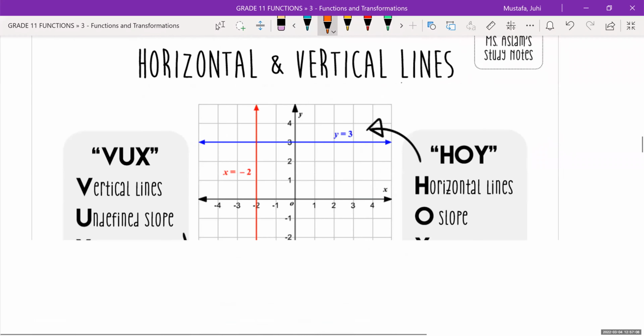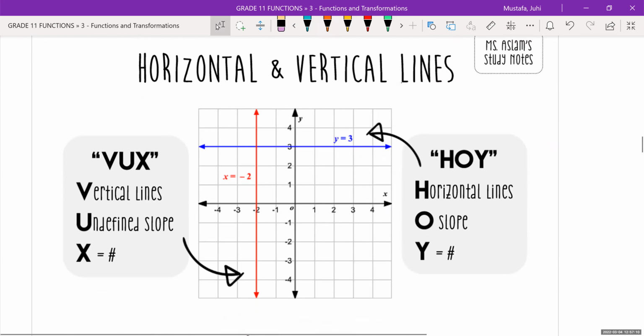Okay, horizontal, vertical lines. So I use these 2 little acronyms, I guess, to talk about horizontal and vertical lines. A horizontal line goes like this. And the way you figure out the equation is you look at what axis it's going through and what number it's going through. So this blue line right here, it's going through the y-axis at the number 3. And so the equation of it would be y is equal to 3. For the vertical line, again, it's going through the x-axis and it's going through it at negative 2. So the formula would just be x is equal to negative 2.